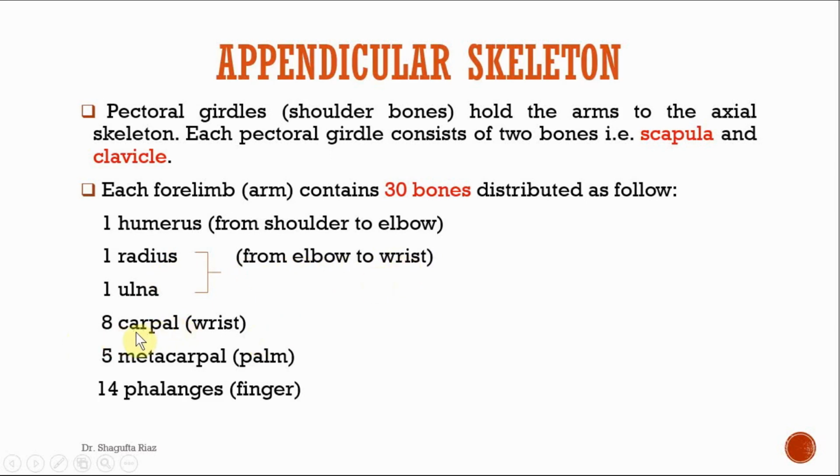Then we have 8 carpals, that are the bones present in our wrist. 5 metacarpals, that are the palm bones, bones present in our palm. And 14 phalanges that are present in our fingers.